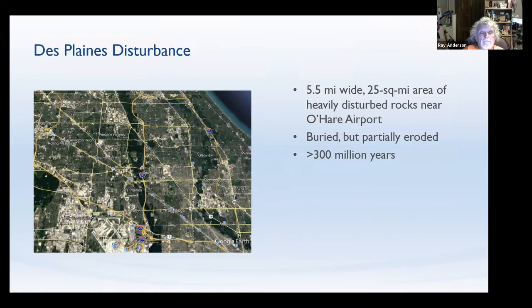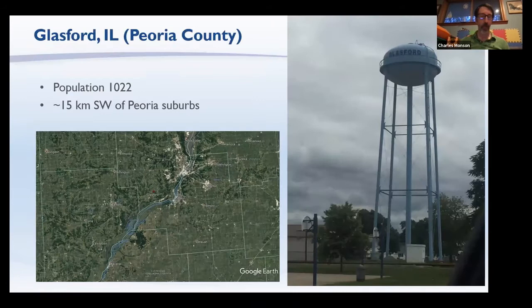What we do know about it comes in part from some big construction projects channeling water underground and also some transportation tunnels and things. They drilled through parts of the disturbance, and so they have some core from it based on that. I'm hoping to take a look at that core myself someday because this is overdue for someone to look at it again. But that's for another day. Today we're going to talk about Glasford, which is the other known impact structure in Illinois.